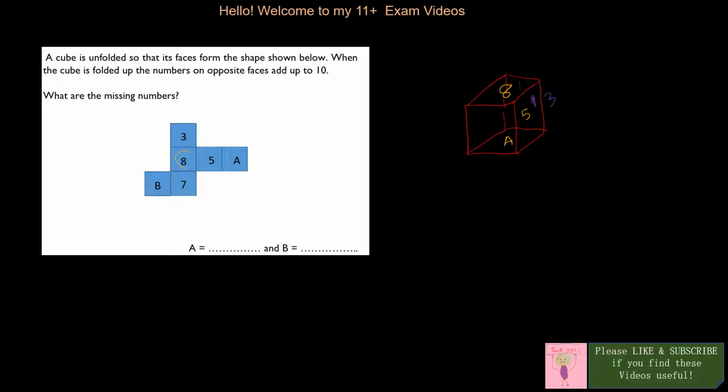Not beside 3, on the opposite, isn't it? Because 8, 3, 8, 7. So the front face is going to be 7. So if I put a sort of a highlight, the front one will be 7. Okay, the front face is 7, and the face opposite to 5 will be B. Is that correct? The face opposite to 5 is going to be B.